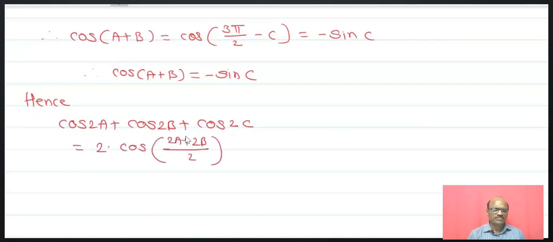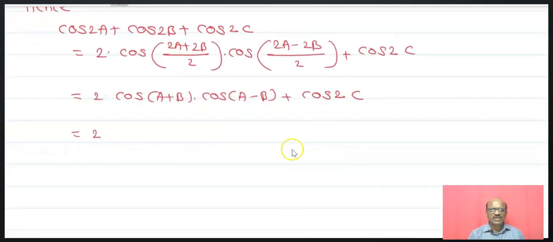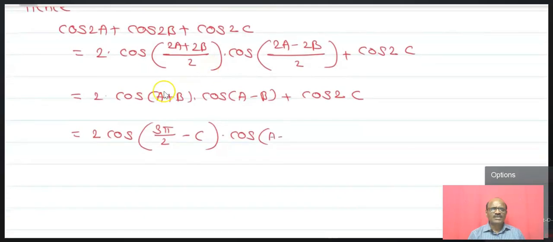Now here we apply the formula for the first two terms. That is cos C plus cos D, that is 2 cos of (C plus D) upon 2 into cos of (C minus D) upon 2, and cos of 2C as it is. You will get 2 times cos of A plus B into cos of A minus B plus cos of 2C. Again the value of A plus B. Now A plus B plus C is equal to 3 pi by 2, and here we are replacing the value.